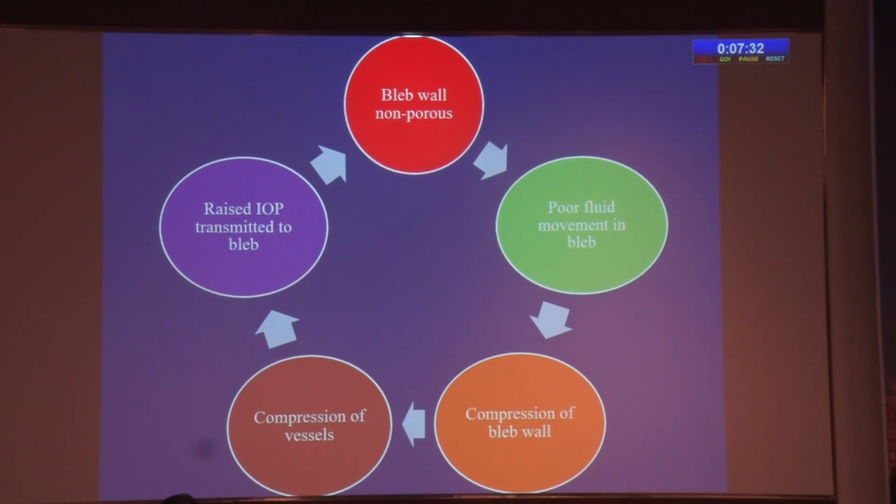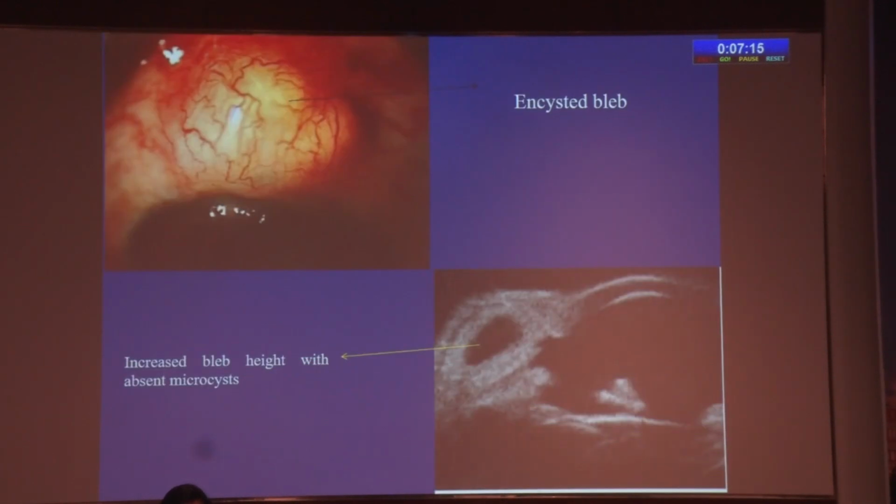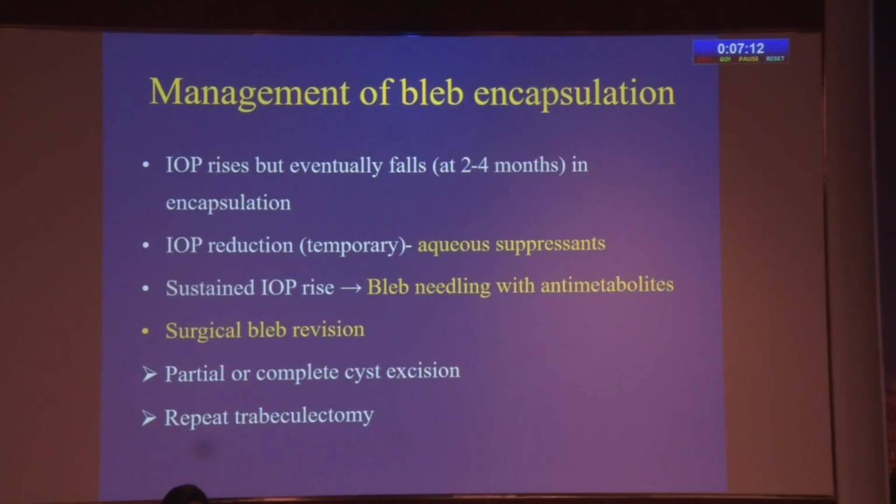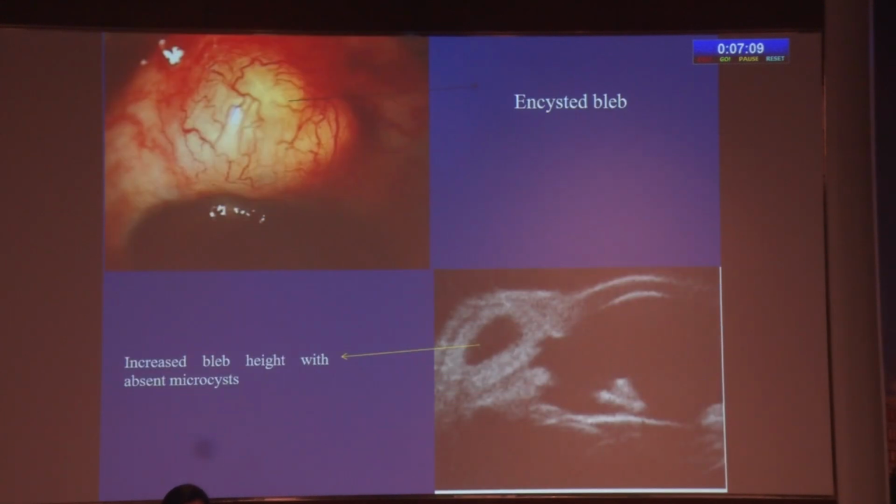So just to have a look at that colorful circle that we have here, the bleb wall is non-porous, which causes poor fluid movement in the bleb. That leads to compression of the bleb wall, followed by compression of the vessels, and finally raised intraocular pressure transmitted to the bleb. So if you have a look at this, the encysted bleb that you see out there. Many of us have seen it in our practice over time, and the increased bleb height with absent microcysts that you see in the UBM.